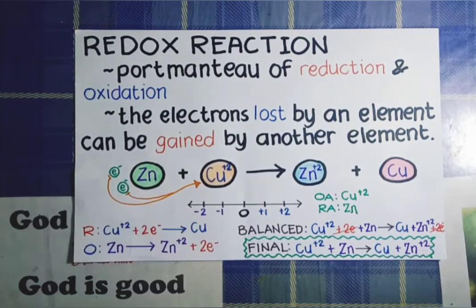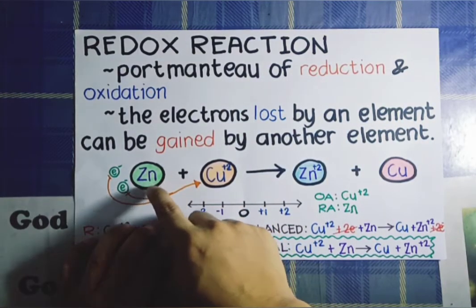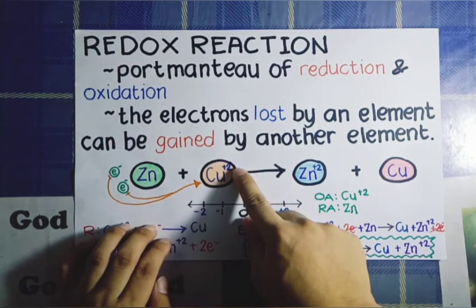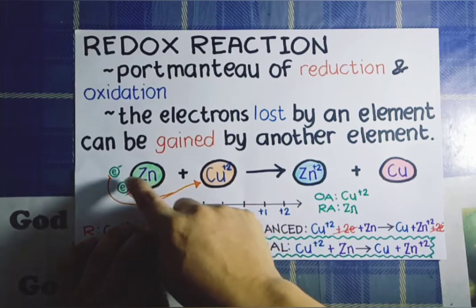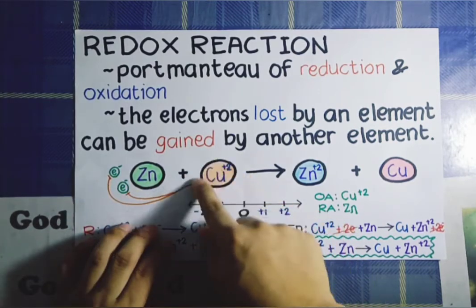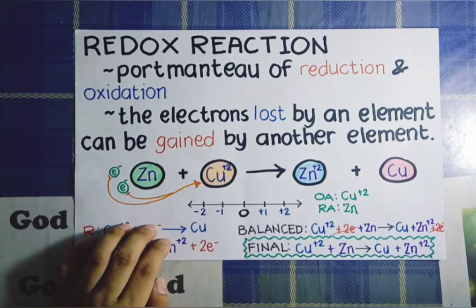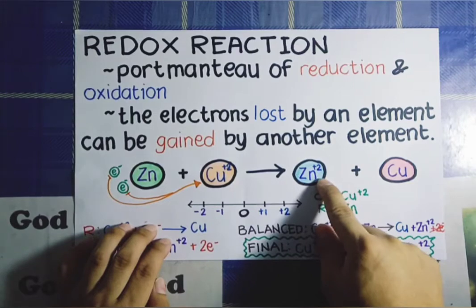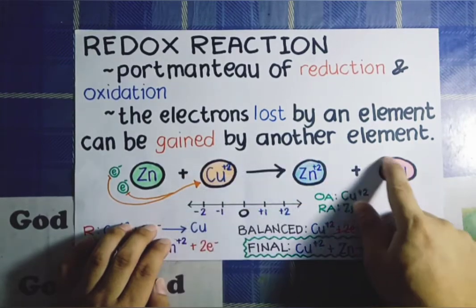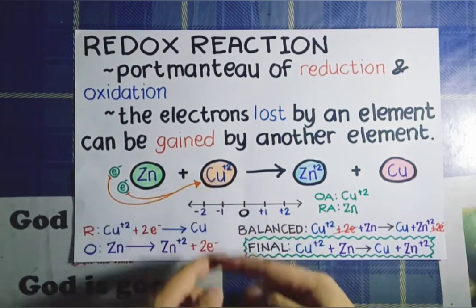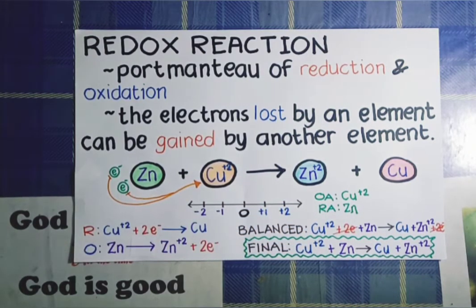To give you an example, let's have here a zinc with no charge at all. When this zinc reacts with copper ion with a charge of positive 2, the zinc will release 2 electrons, and these 2 electrons will be captured by the copper ion. This will turn the zinc to have a charge of positive 2 and the copper ion to have no charge at all. Therefore, the one that underwent reduction is the copper ion, while the one that underwent oxidation is the zinc.